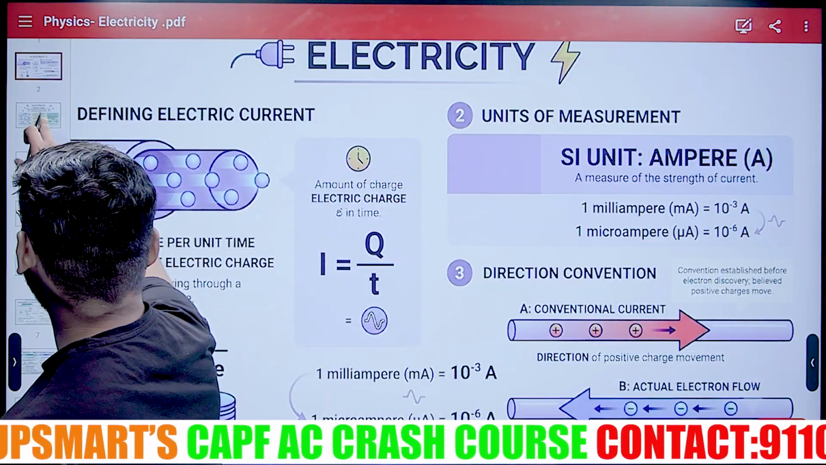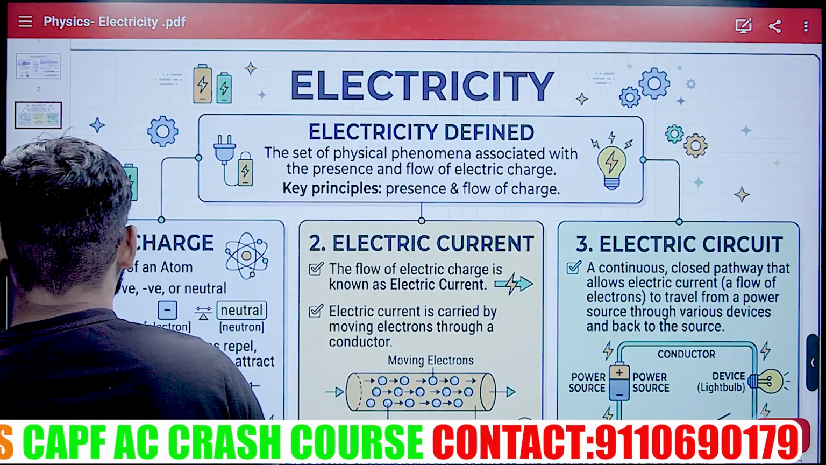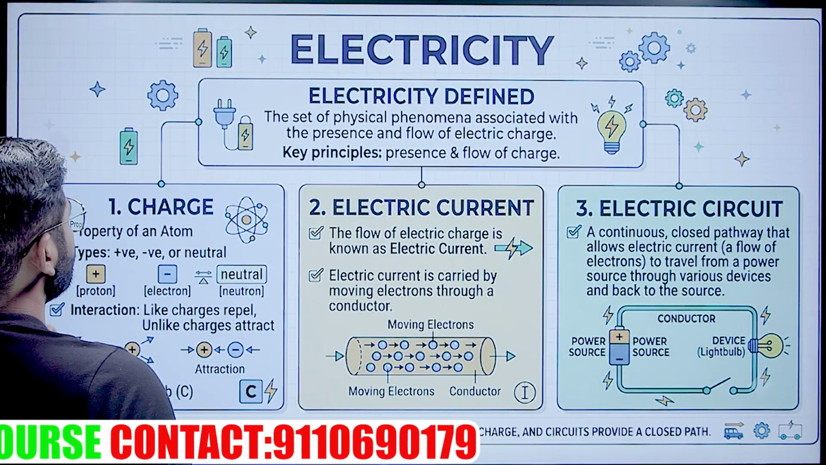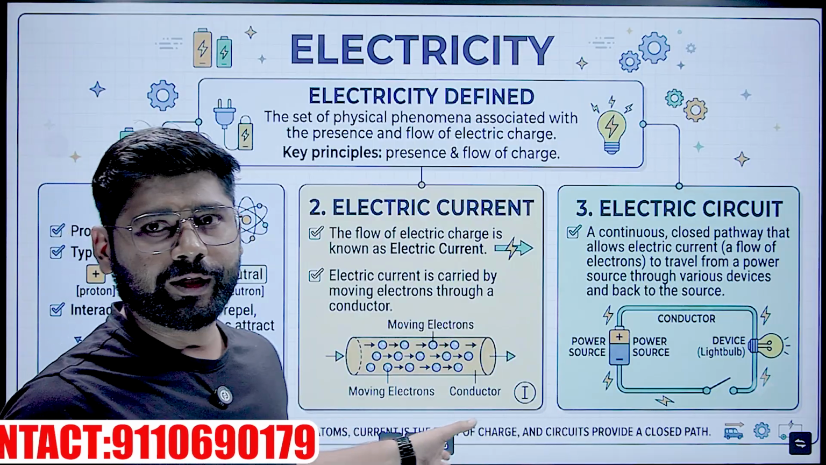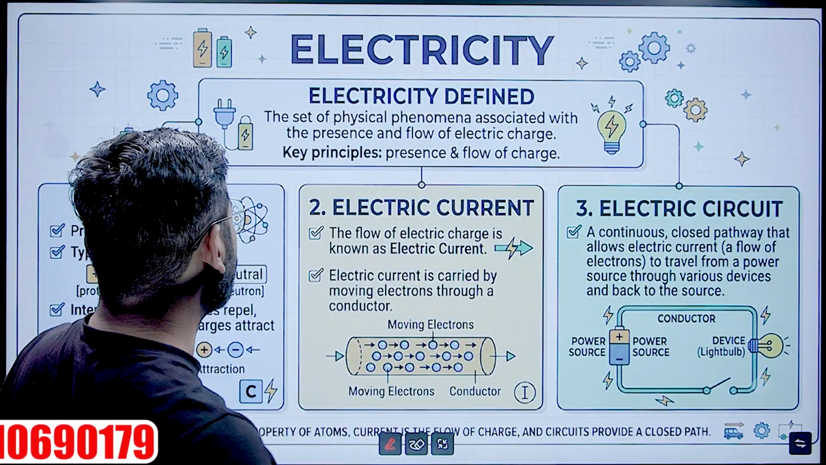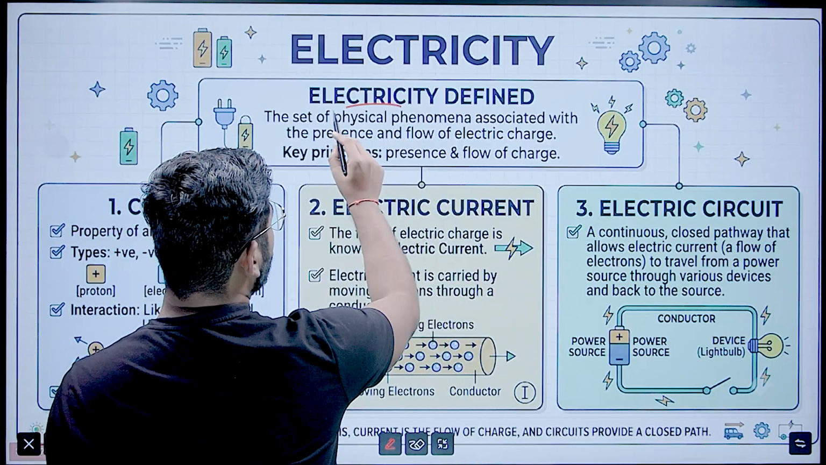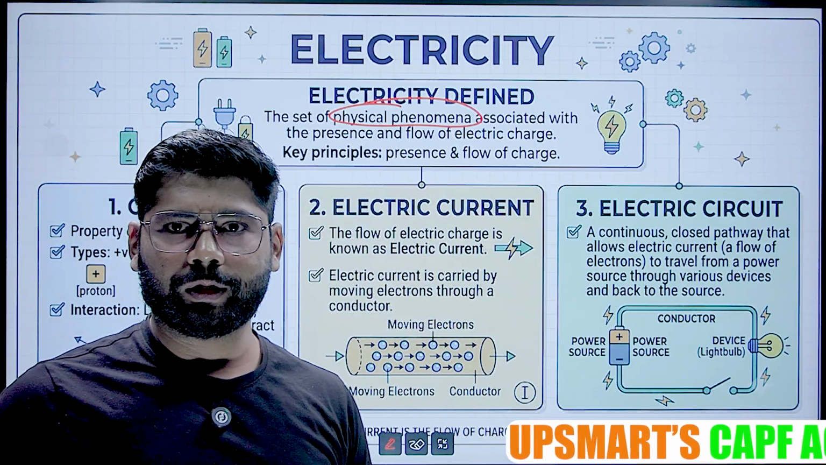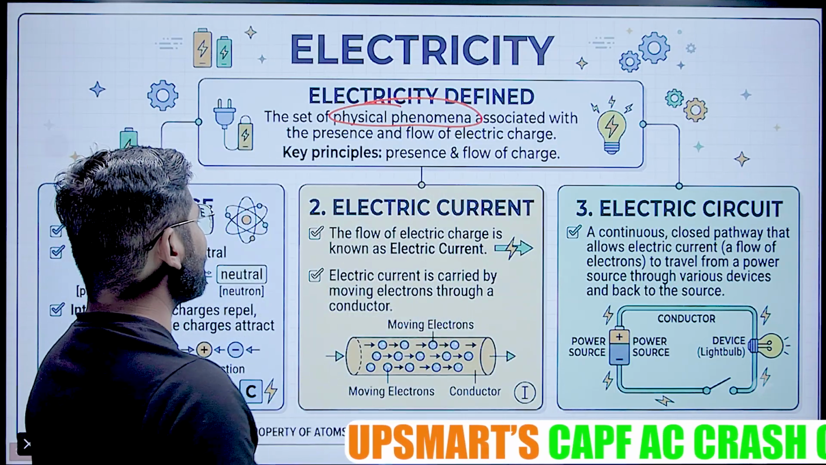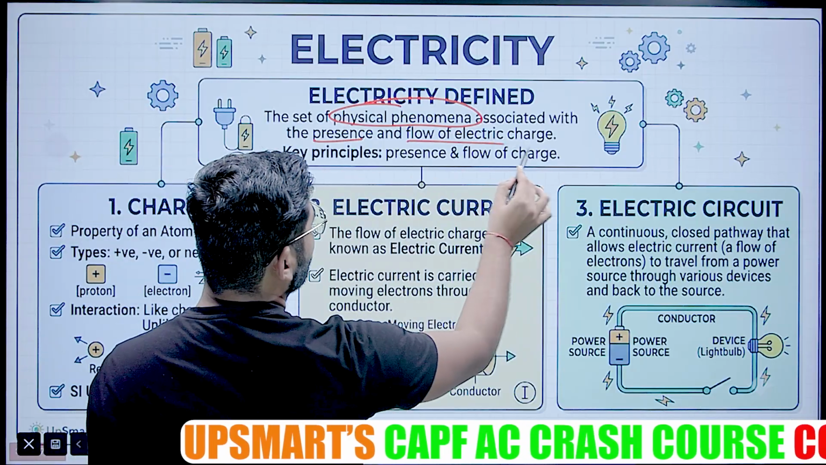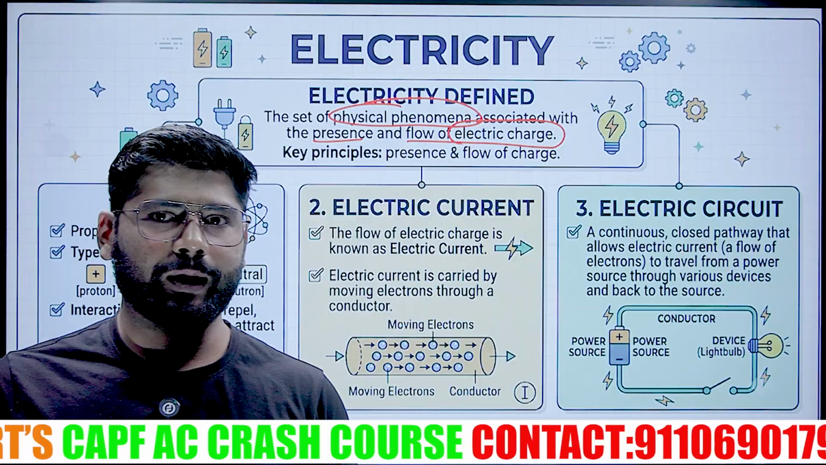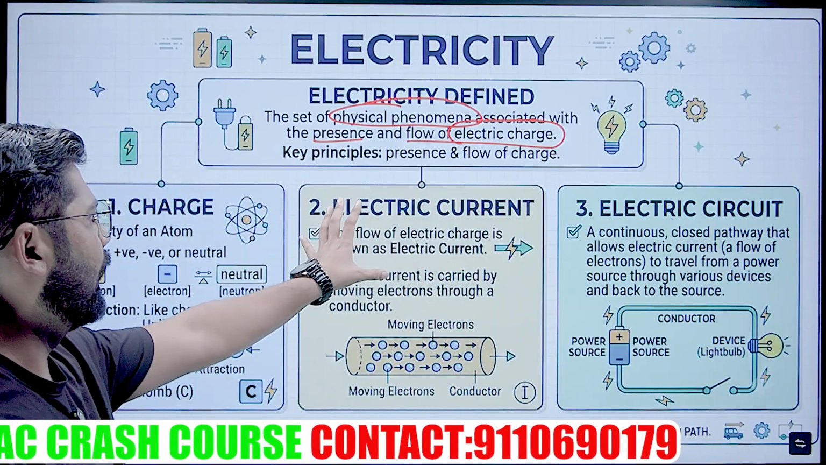Next, we'll see some formulas. Through the three definitions, we can conclude that electricity is a physical phenomenon, because we can calculate it. It is associated with the presence and flow of electric charge. That is nothing but electricity.